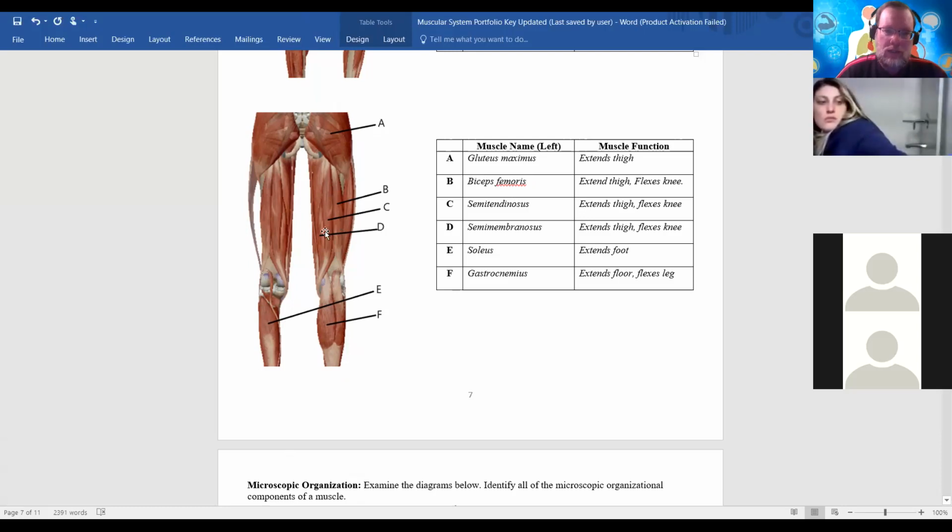And then letter C and letter D. Those are the two semi muscles, and the semitendinosus. That's the one that forms that really large tendon that's right on the back of the leg, right behind the knee, kind of on the medial side. There's a big tendon back there.